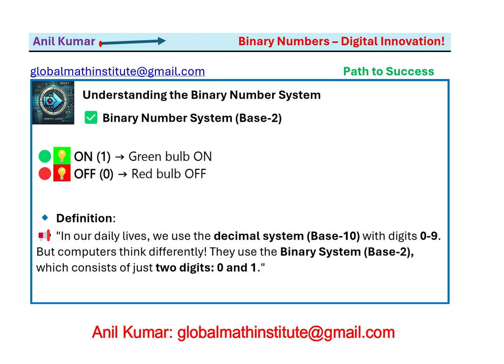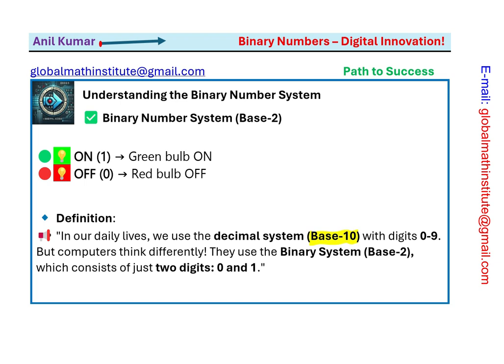Now, in our daily lives, we use the decimal number system, which is base 10, which has 10 digits, 0 to 9. But computers think differently. They use the binary system, base 2, with just 2 digits. Well, that brings us to a very important question: how with 2 digits do we make up all the numbers?